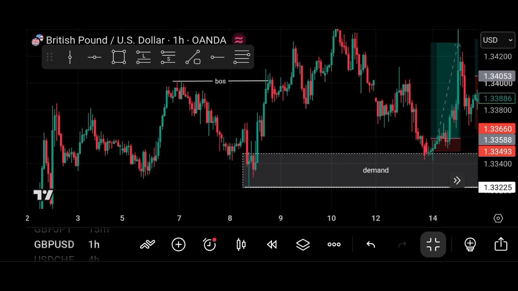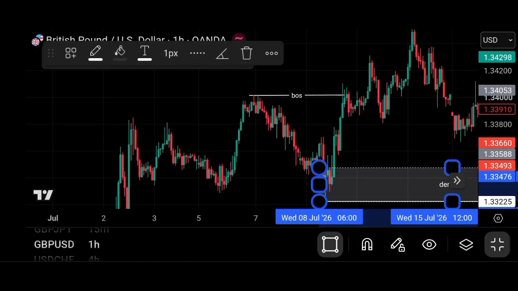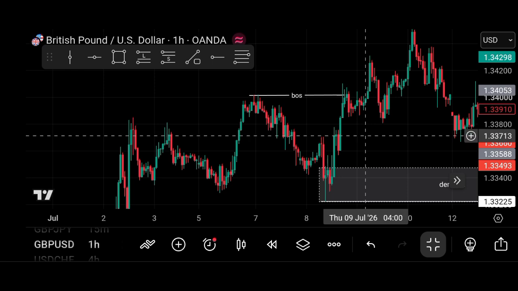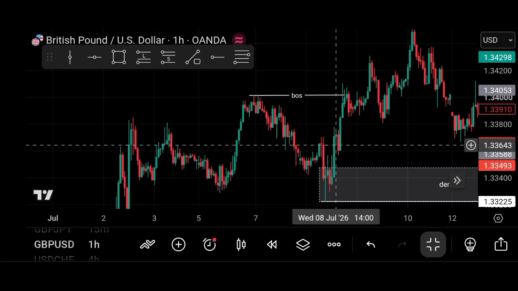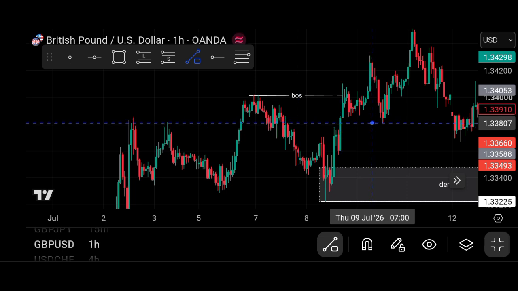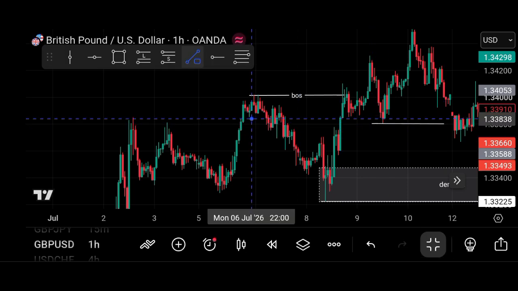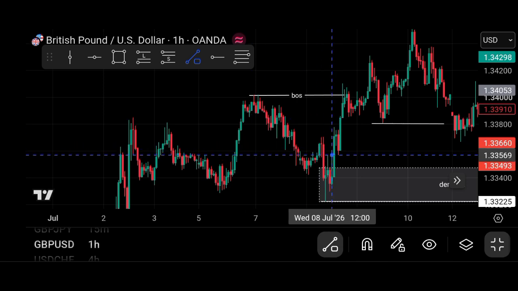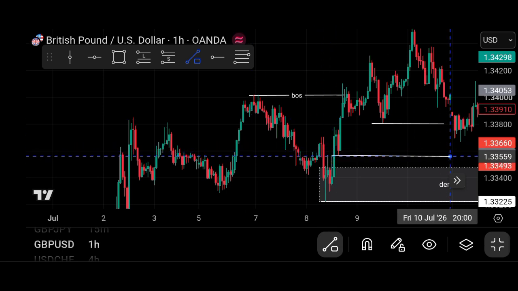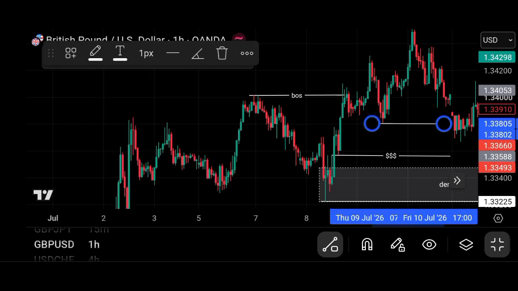So what do we look for? After drawing your break of structure, you look for the last bearish candle, check. Make sure that liquidity is going to be swept. We have liquidity from this area here. Liquidity has swept this area here and potentially this area here. These two areas can be tagged as our liquidity zone.